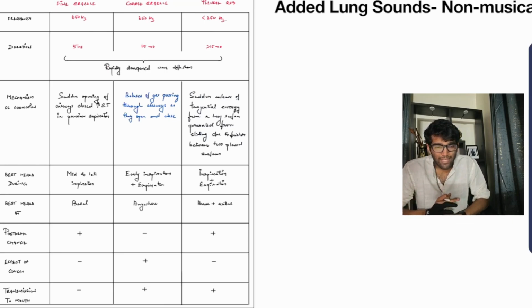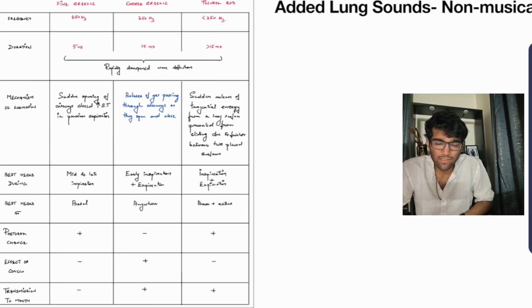Naturally, fine crackles would be best heard when the airways open up, so that will be during mid to late inspiration. And coarse crackles will happen during expiration as the air bubbles move and get stuck. They also happen during early inspiration, so that is another thing that can differentiate between the two. And fine crackles typically are heard in basal locations, but this is because most fibrotic lung disease has a tendency to affect the lower lobes.